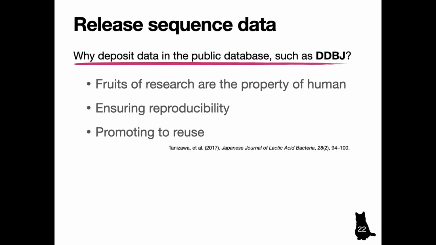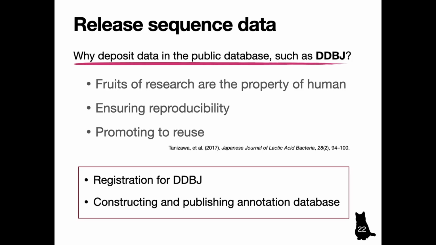The fruits of research are the property of all humankind, and registration can guarantee the reproducibility of research results and promote the reuse of data. Specifically, we register genome sequences to DDBJ, which makes a system that is easy to use, and we have a database website for genome data and information.